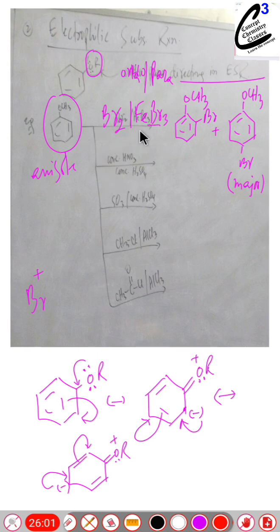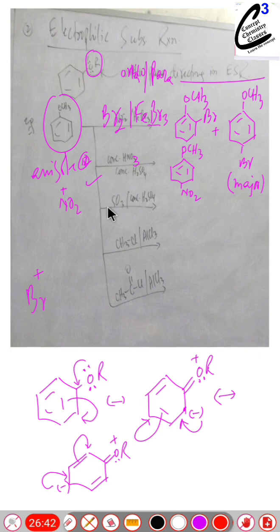Now let me go to the next reaction. That was bromination, or halogenation. The second type of reaction is nitration of anisole. When anisole is reacted with concentrated HNO3 in presence of concentrated H2SO4, the electrophile in this case would be NO2 plus. This NO2 plus will be directed to the ortho and para positions. Let me write the major product only, the para isomer. This would be our major product.